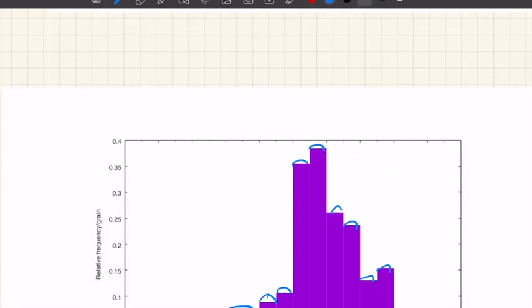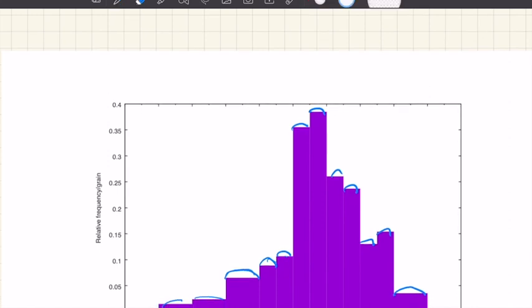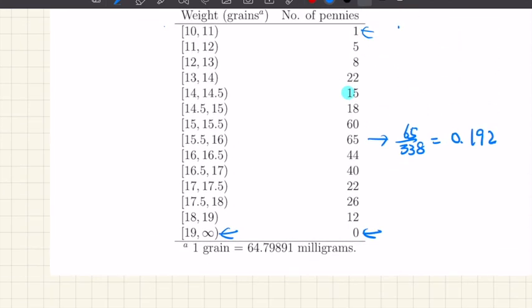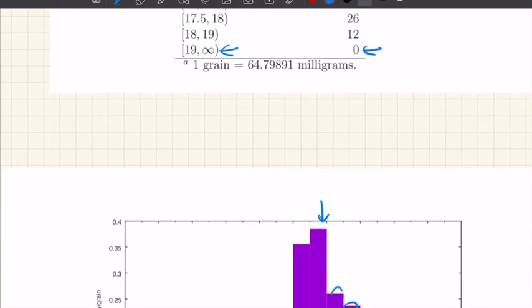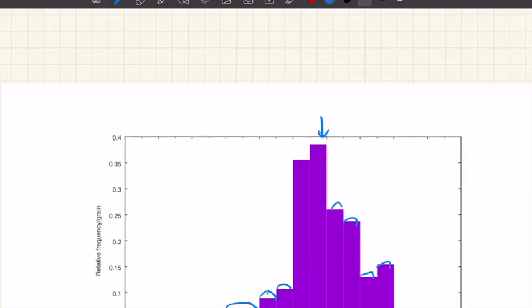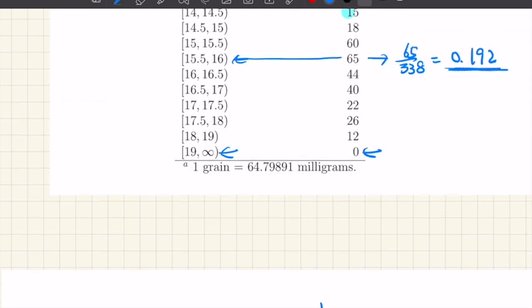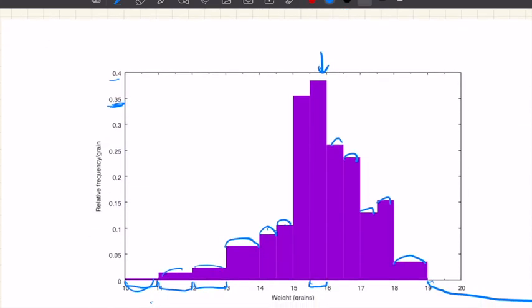So what about the height? The highest bar in this graph is this one, right? That should be the interval between 15.5 and 16. So that corresponds to this indeed. But what about the height? The height is above 0.35 and below 0.4, which is far greater than this value. So what's wrong?